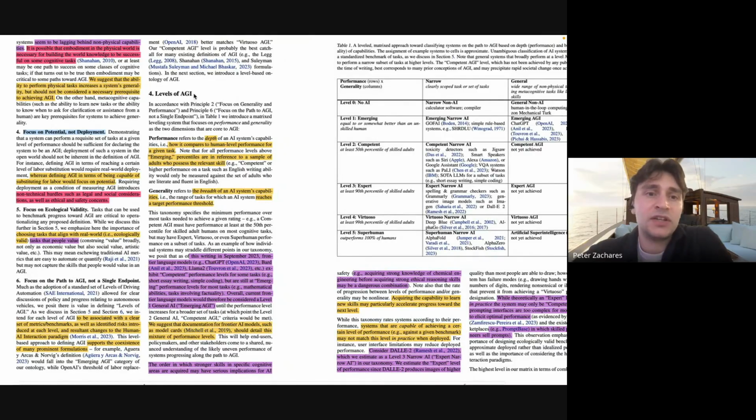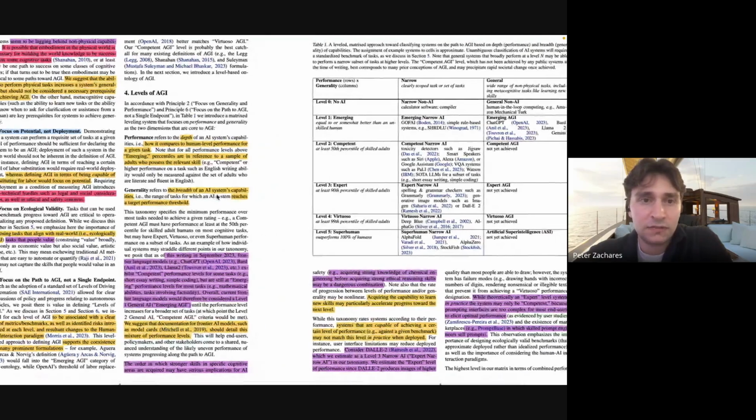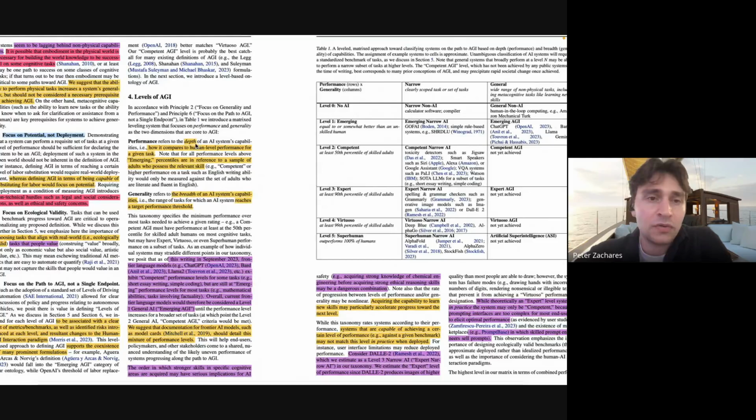So, levels of AGI. I'll quickly go over this stuff. They talk about measuring intelligence in terms of two things: performance and generality. Performance refers to the depth of an AI's ability to accomplish a task, and generality refers to the breadth of an AI's capabilities.